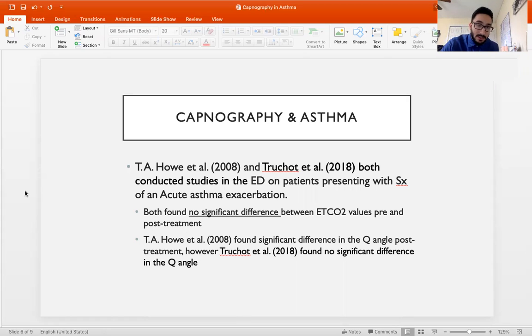There's also a discrepancy. Ho et al. 2008 found a significant decrease in the Q angle, or the alpha angle that I was talking about, post-treatment. However, Truchat et al. found no significant difference in the Q angle.